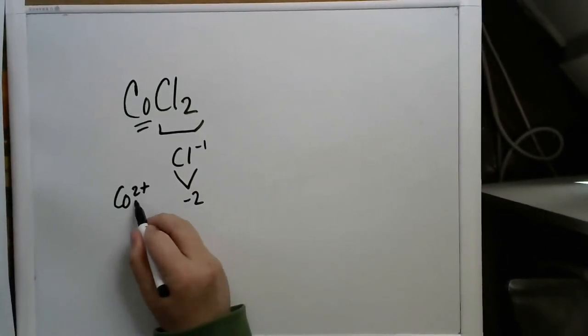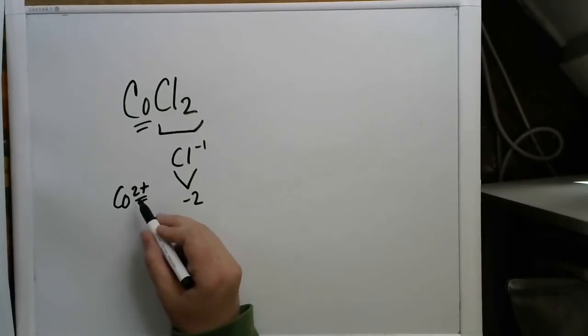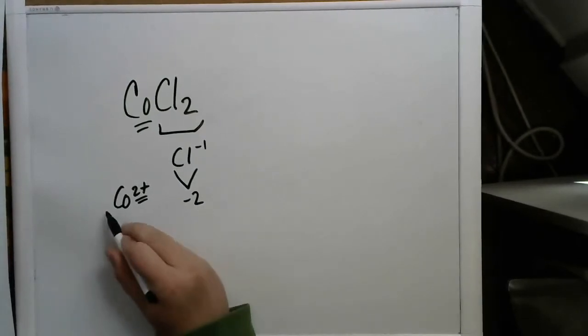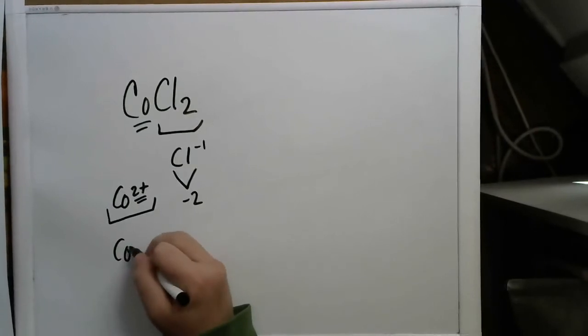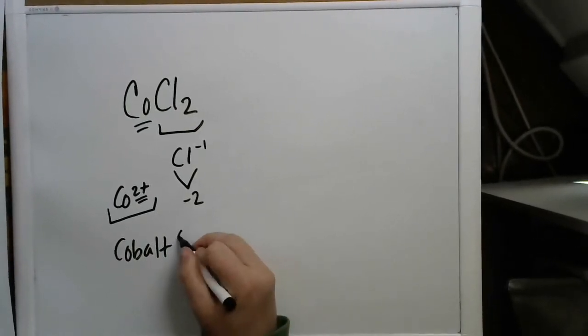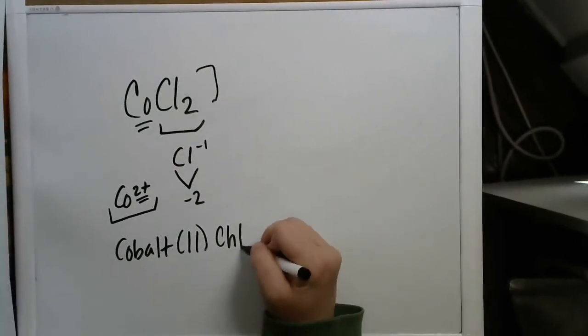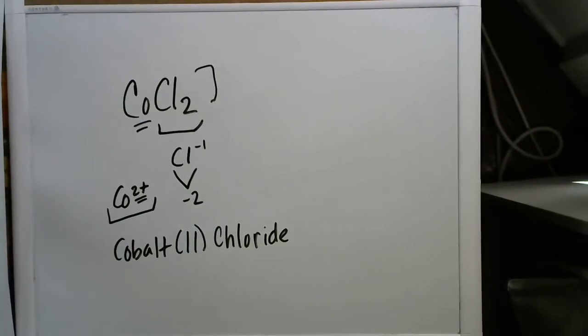And I also know that the charge attached to my metal, that's what goes inside the parentheses when I'm naming it, because I'm actually naming the charge attached to that metal. So this would be cobalt 2, and then I'll just name my anion per usual. Cobalt 2 chloride.